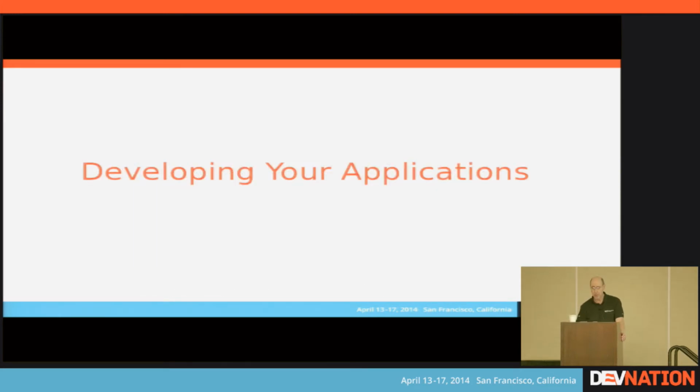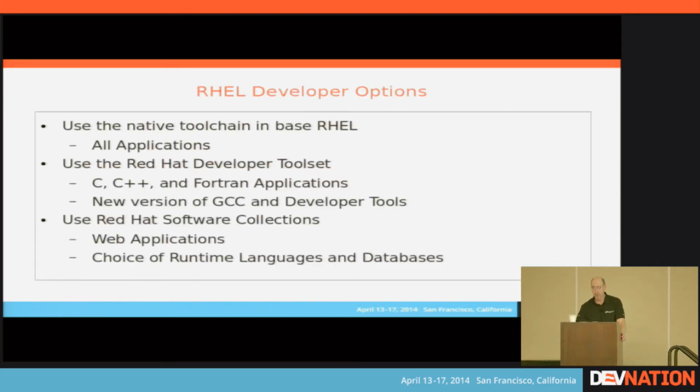So let's talk about different ways to develop your apps. These are some of the options we give you with Red Hat Enterprise Linux. RHEL itself, both RHEL 5, 6, and soon to be 7, come with a native tool chain in base RHEL.